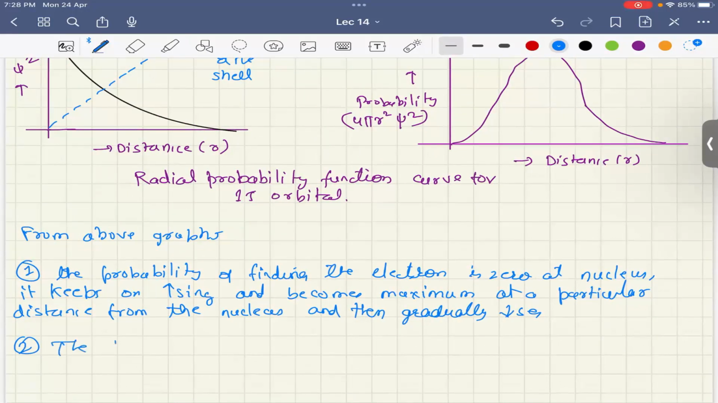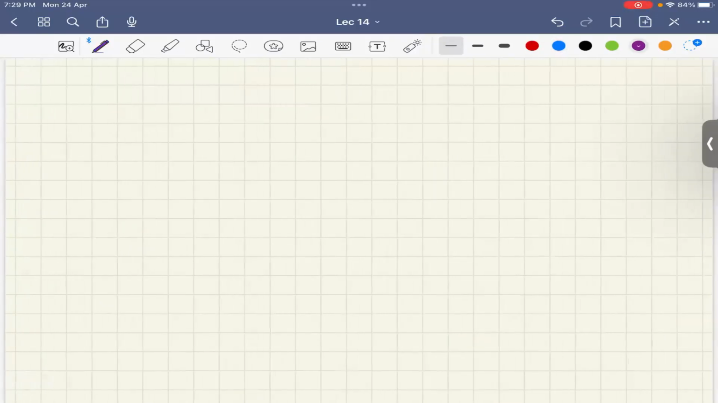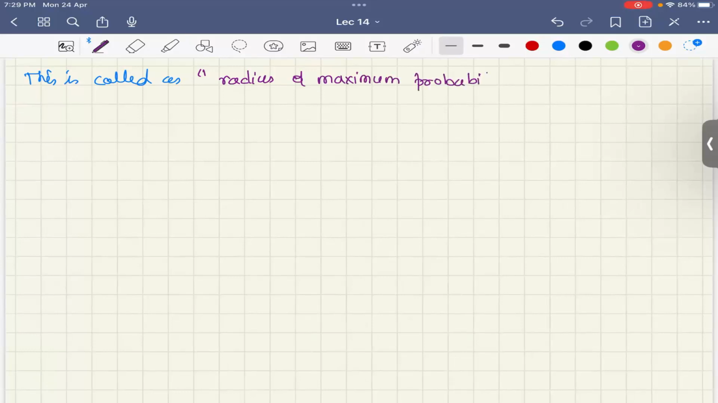The peak of the curve gives the distance from the nucleus where the probability of finding the electron is maximum, right? And this is called the radius of maximum probability.